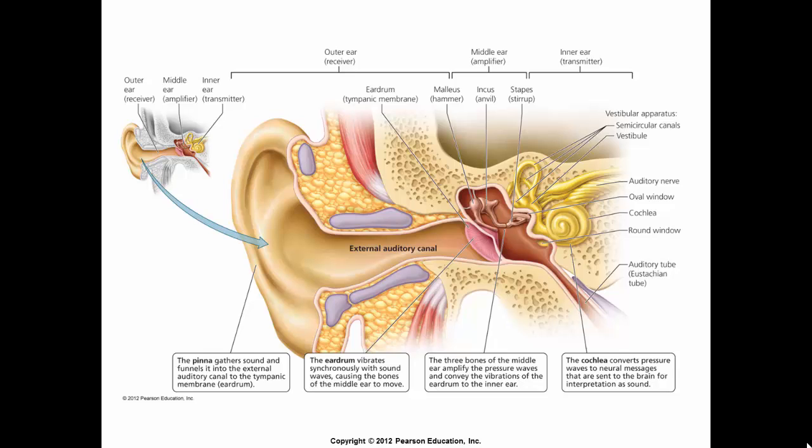This is just a breakdown of sound coming in. The pinna gathers the sound and funnels it to the external auditory canal, to the tympanic membrane, also known as the eardrum, into the malleus, the incus, and the stapes of the middle ear, where sound is amplified 22 times. The three bones are connected and act as a lever, so they vibrate, amplifying the pressure waves. And the cochlea is going to convert these pressure waves to neural messages sent to the brain for interpretation.